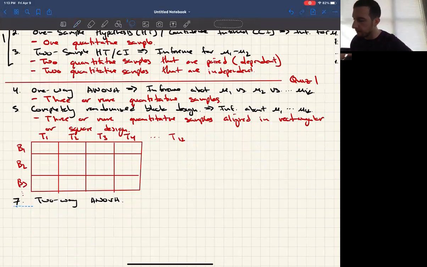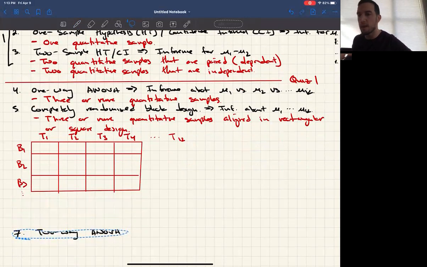Now, the last ANOVA type that we talked about was the 2-way ANOVA, and this would actually have a very similar structure to the completely randomized block design. So you can lay the data out in sort of a rectangular or square-like shape, but in that case, you have 2 treatments that are interacting with each other, and you want to explore both of them. So you have an additional level of complexity.